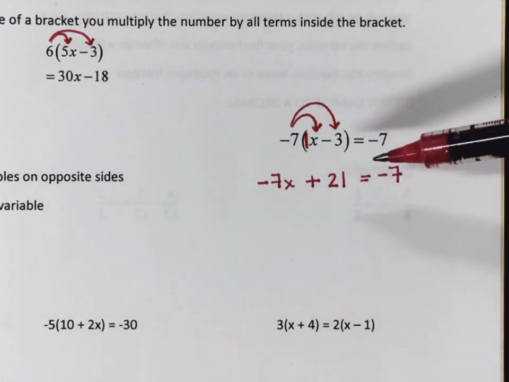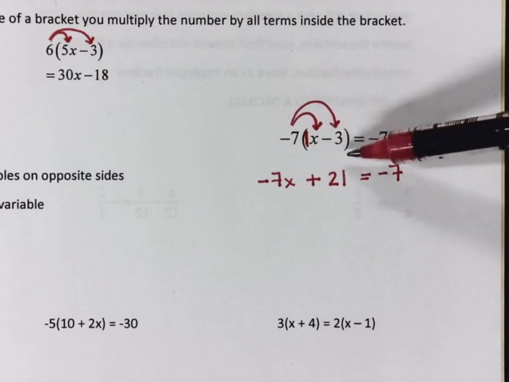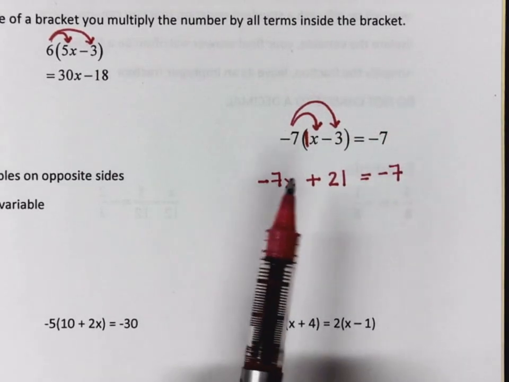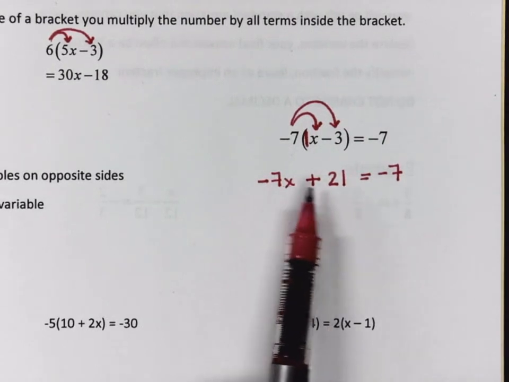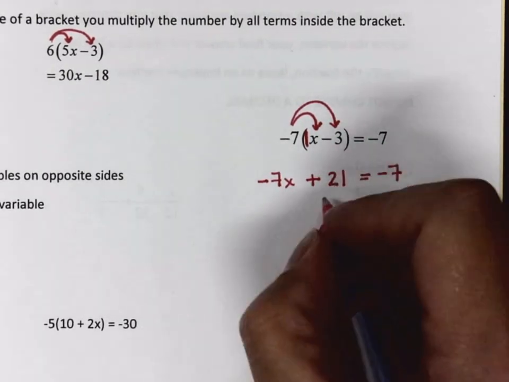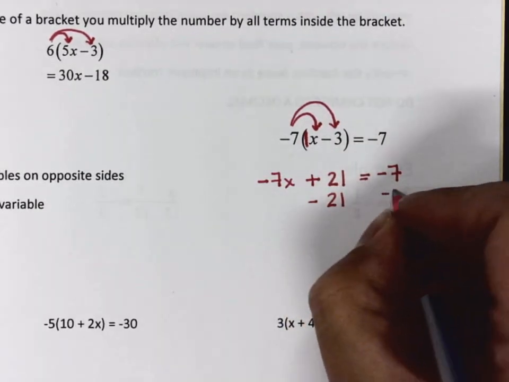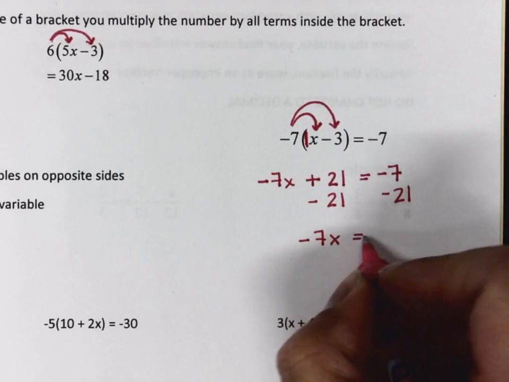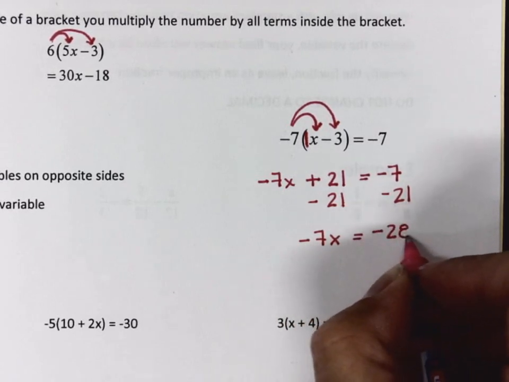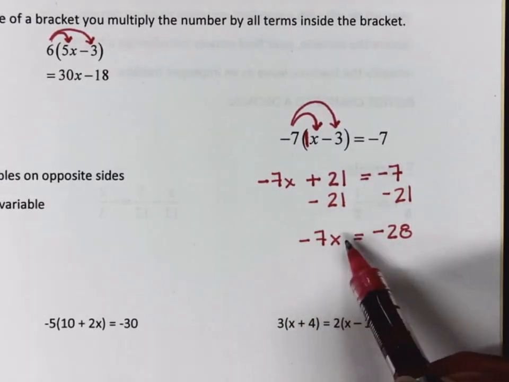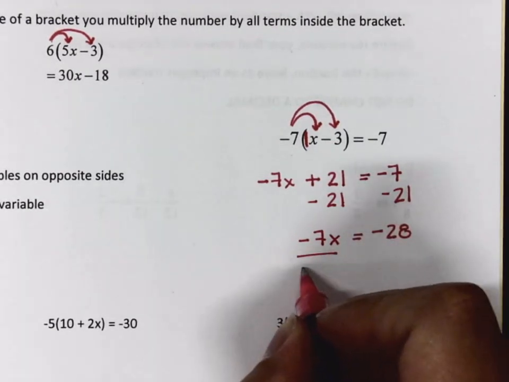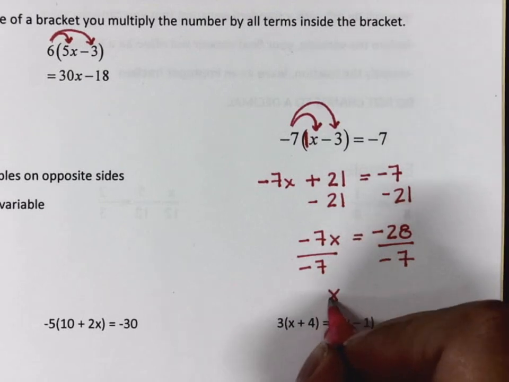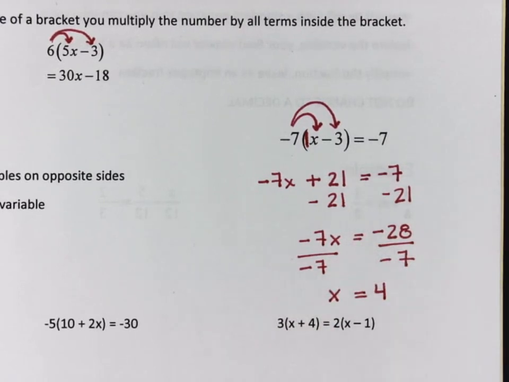So I gotta make sure I do it to both. Now I'm just applying my algebra rules. So we only have one x, and it's right there. So I'm gonna leave it there. I'm gonna get rid of the 21. So I'm gonna subtract 21 from both sides. So I'm gonna have negative 7x equals negative 28. The coefficient is multiplied, so I'm going to divide by negative 7. Divide by negative 7. So x is equal to a positive 4.